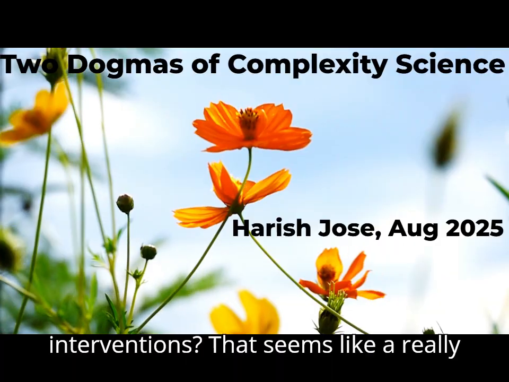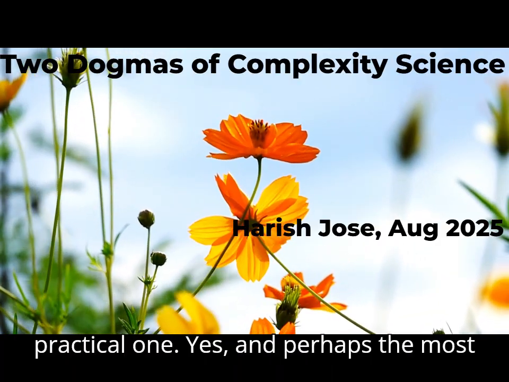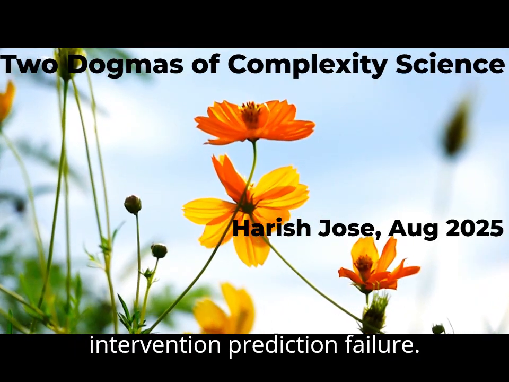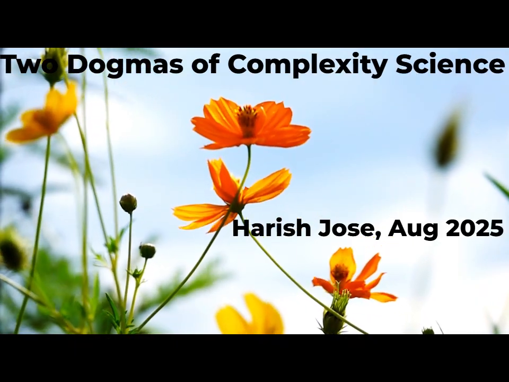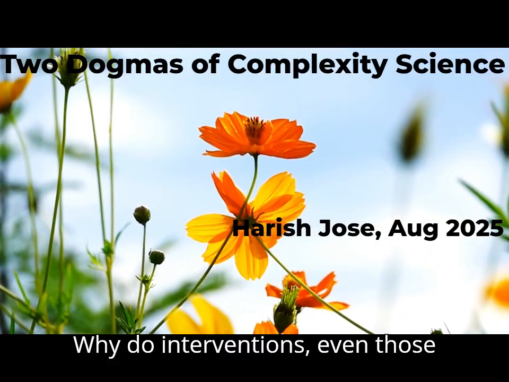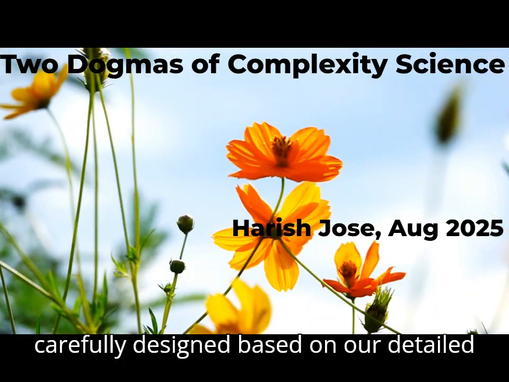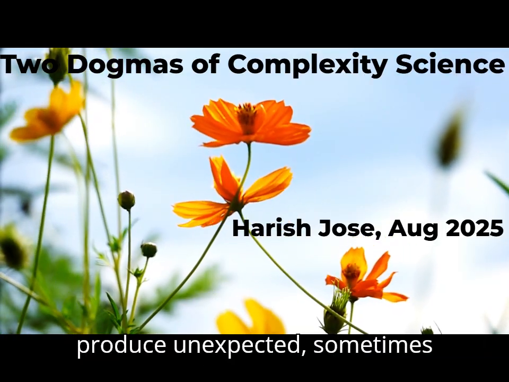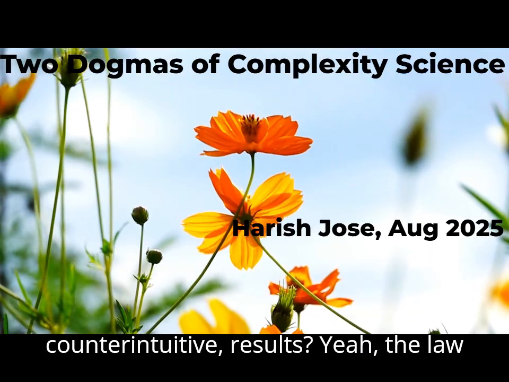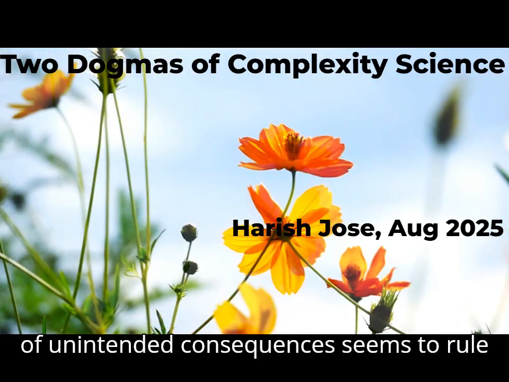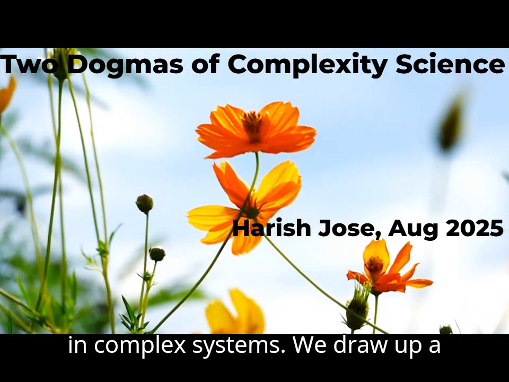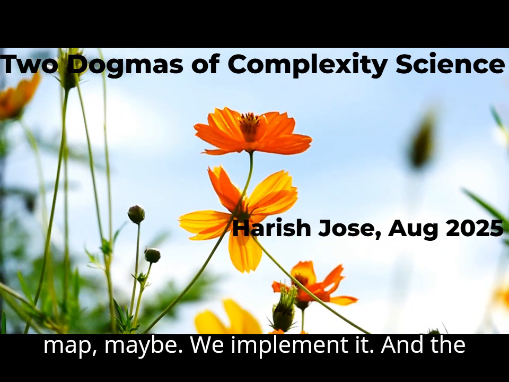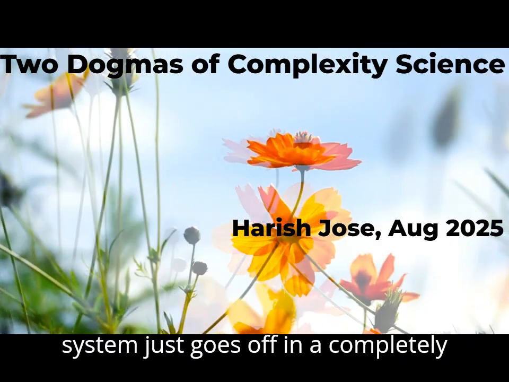What about interventions? That seems like a really practical one. Yes, and perhaps the most frustrating one for practitioners. The intervention prediction failure. Why do interventions, even those carefully designed based on our detailed complexity mappings and models, so often produce unexpected, sometimes counterintuitive results? Yeah, the law of unintended consequences seems to rule in complex systems. We draw up a brilliant plan based on our Ashby space map, maybe. We implement it, and the system just goes off in a completely different direction.